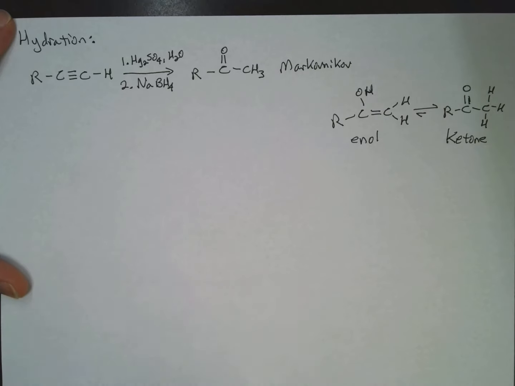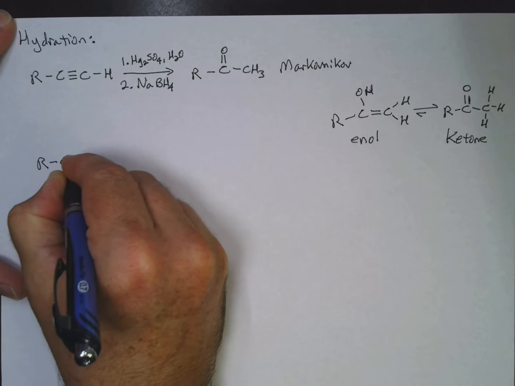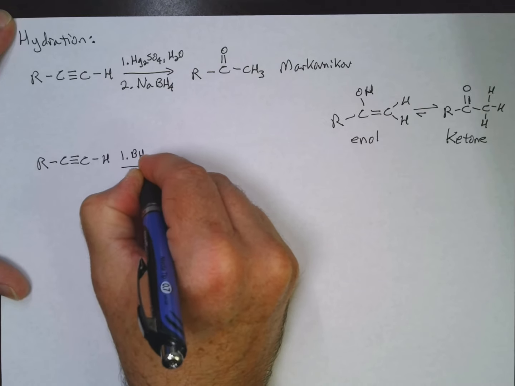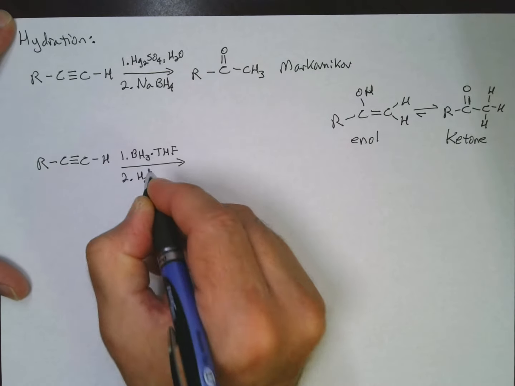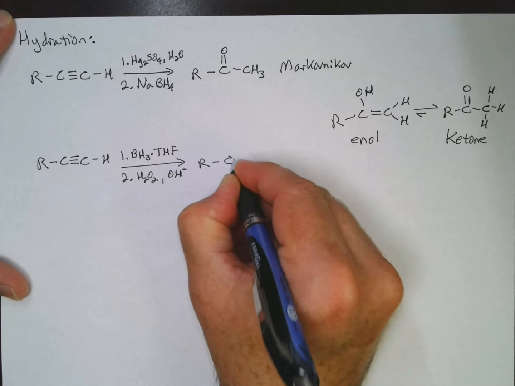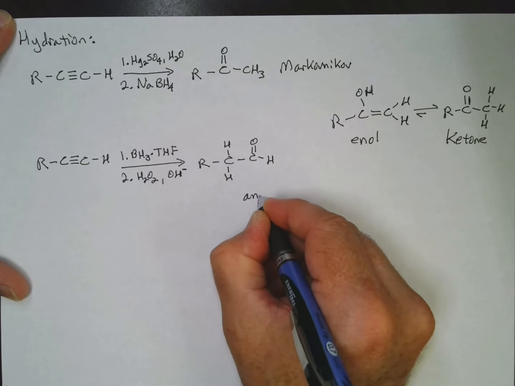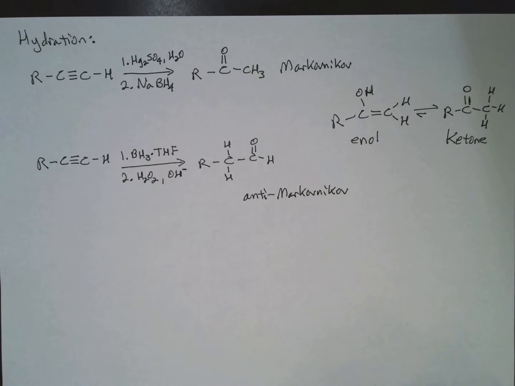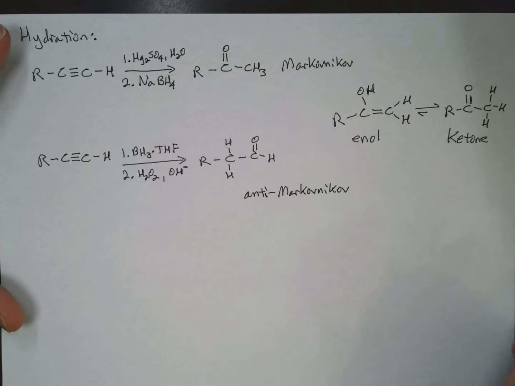Okay, if we wanted to do the opposite, if we wanted to do anti-Markovnikov, we could do our BH3.THF, and I think there are some other reagents that are used, but again, I'd have to get back to you. I might have mentioned them in the other lecture videos, but these give us now the aldehyde. So this is our anti-Markovnikov. All right. So same general idea, only the product is a little bit different.